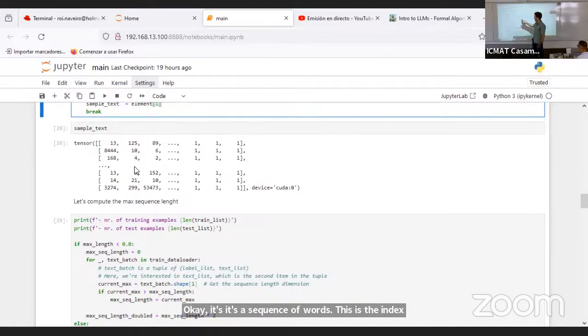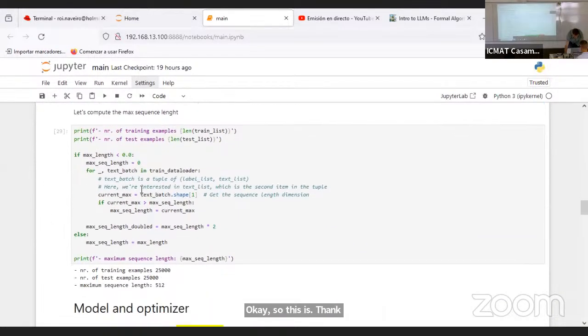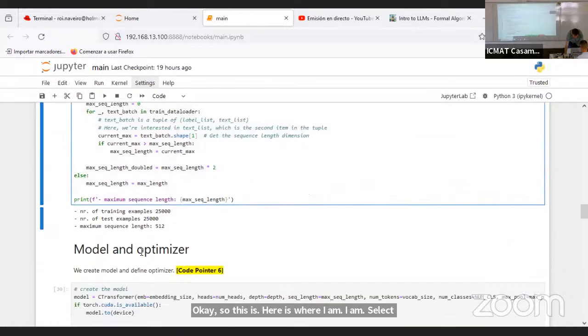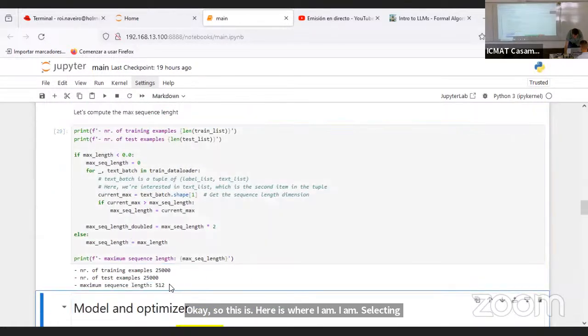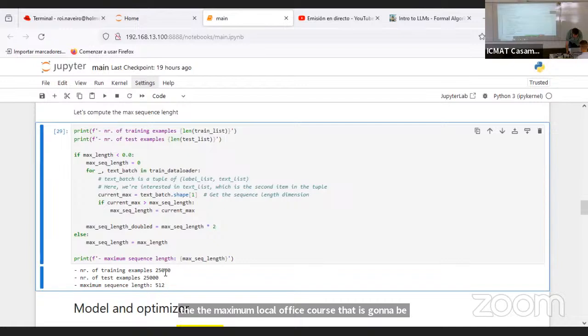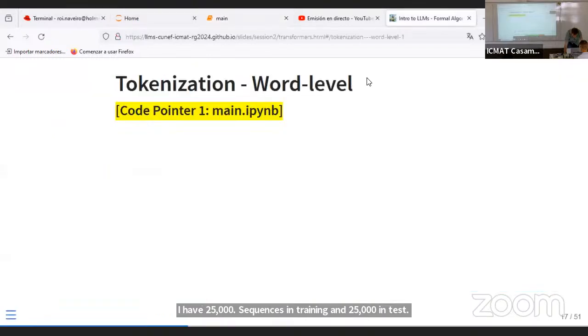And as you see, every sequence ends with ones. Ones is the padding token. I assigned number 1, at the end of the sequence. Okay, so each of these is a sequence represented as a set of numbers. And here is where I am selecting the maximum length of a sequence, which is going to be 512 for this experiment. I have 25,000 sequences in training and 25,000 in test. Let's go back to here.